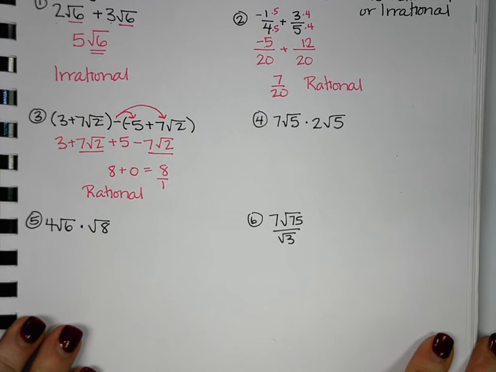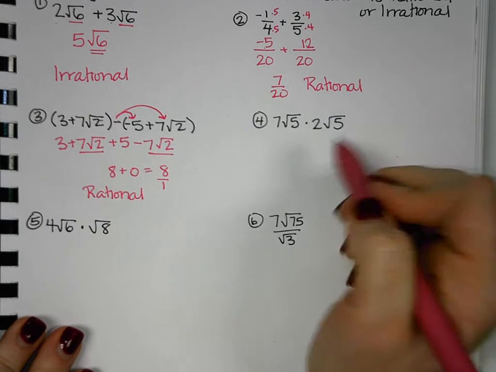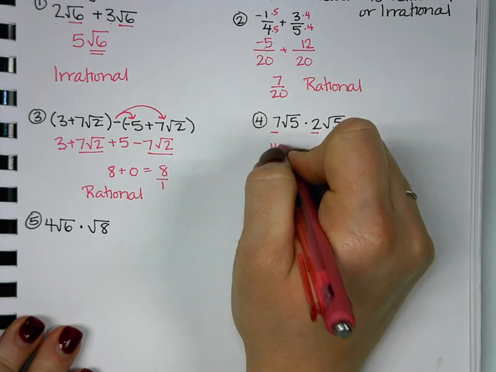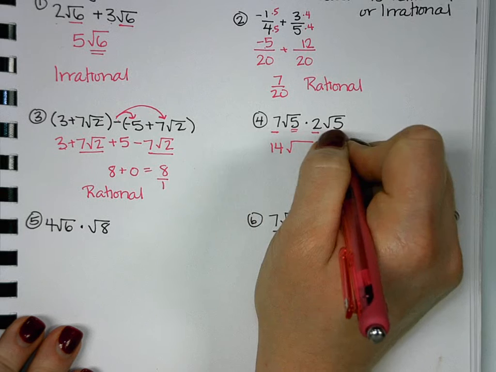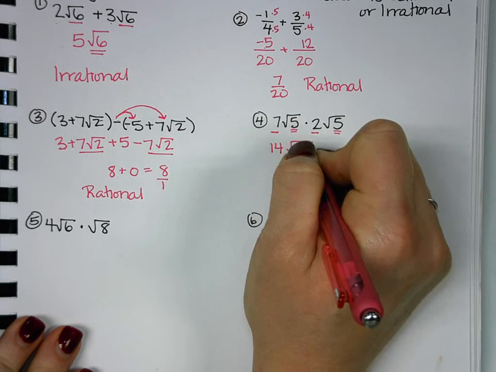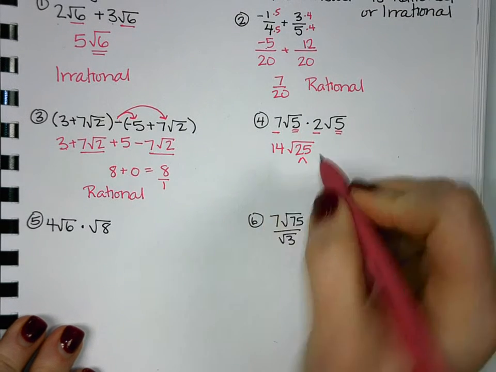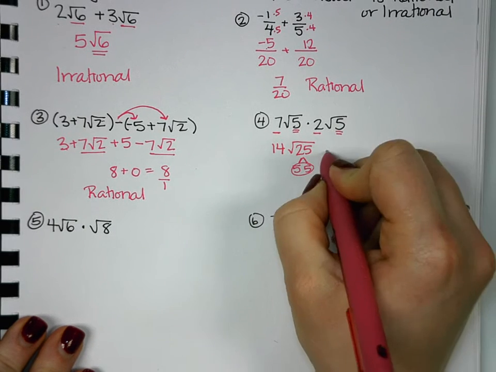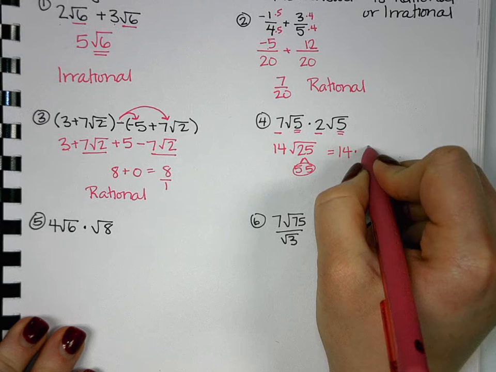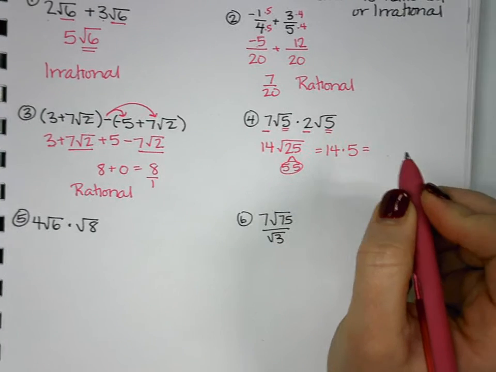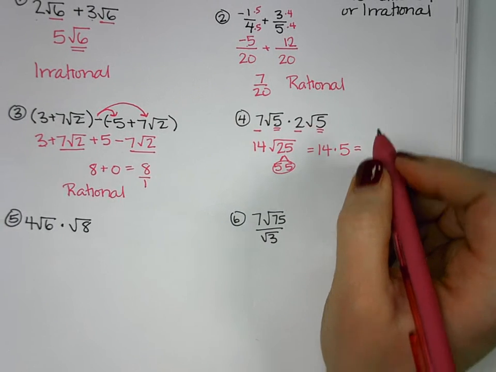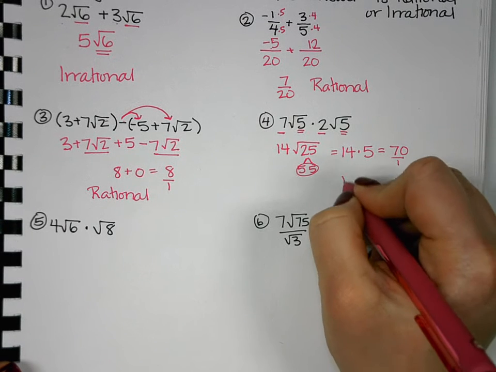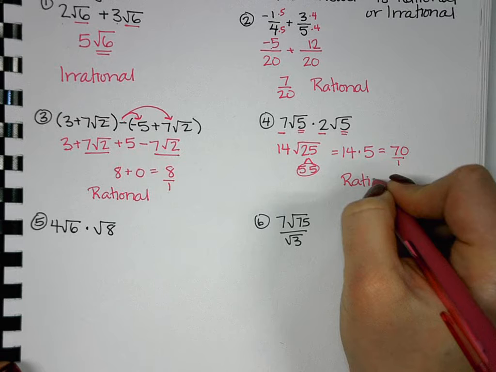Number 4, we're going to multiply. So when we multiply radicals, we go outside with outside and inside with inside. Try reducing your radical. So 20 square root of 25, we have a pair of 5s, so this can be 14 times 5. Well, 14 times 5 will give us 70. That can be written as 70 over 1, so it's rational.